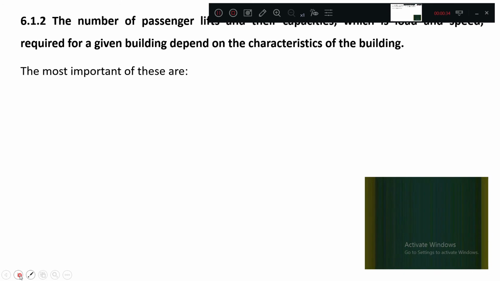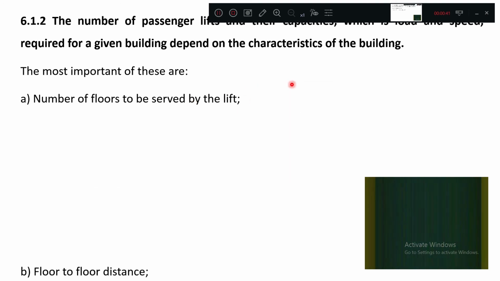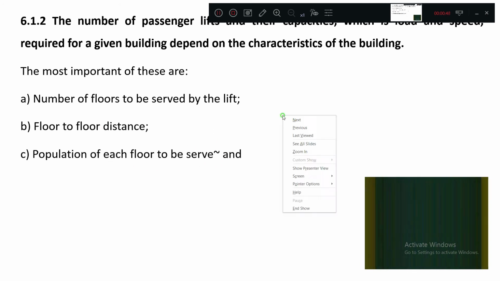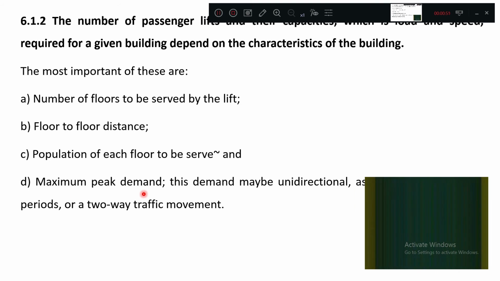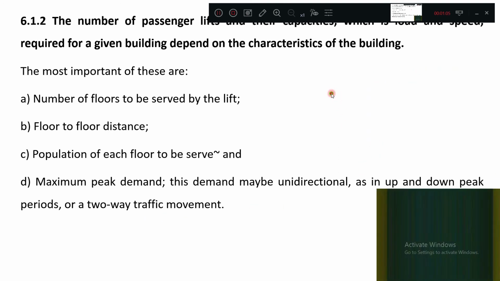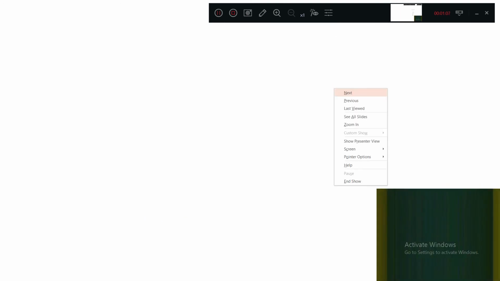The most important of these are the number of floors to be served by the lift, floor to floor distance, very important, population of each floor to be served, population, very important, maximum peak demand. Okay, maximum peak demand, this demand may be unidirectional, means only one side getting inside, as in up or as in down peak periods, or two-way traffic movement, both ways it is possible. Okay, these are the design considerations.